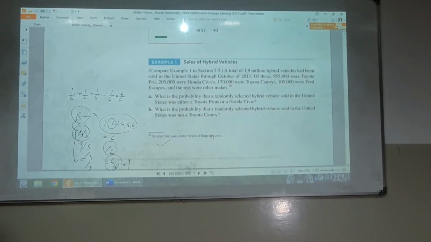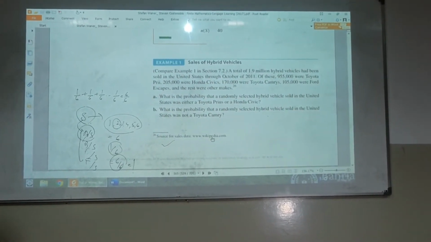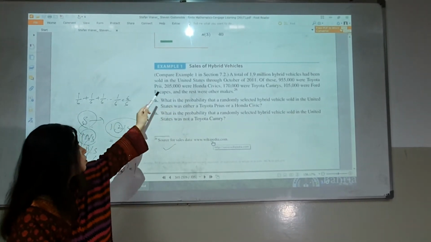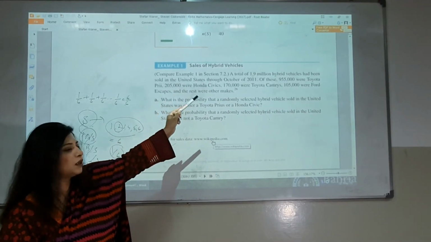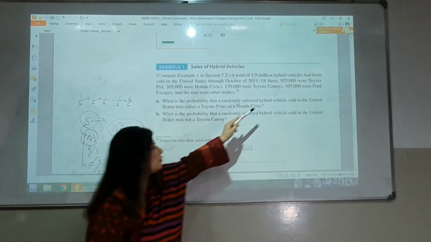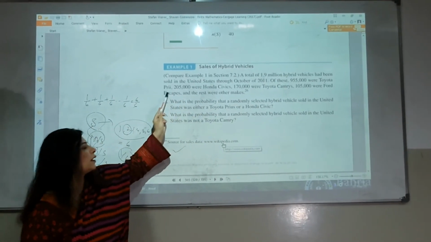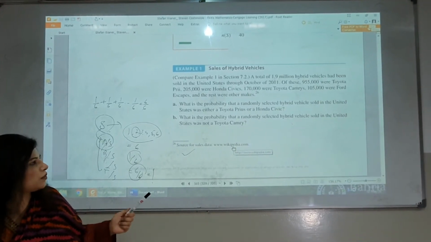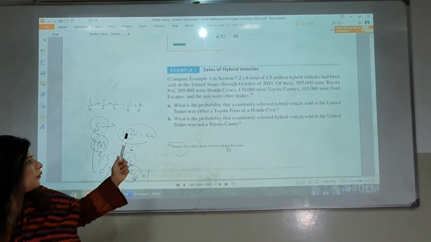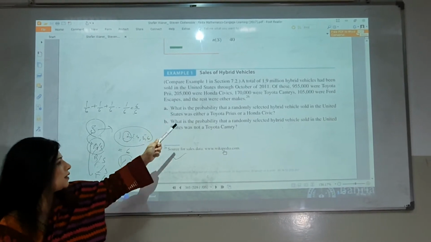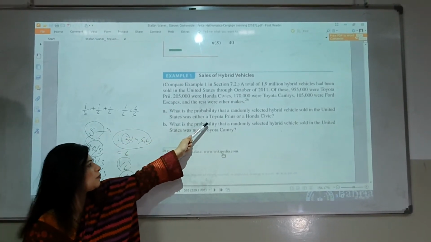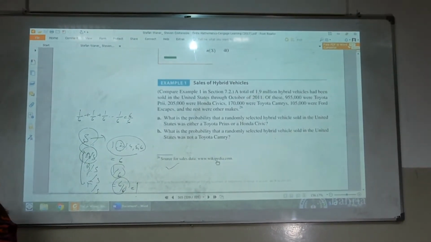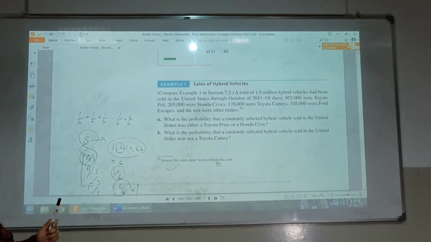Okay, this one is a bit important because we have 1.9 million hybrid vehicles that had been sold in the United States through October of 2011. Of these, 955,000 were Toyota Prius, 205,000 were Honda Civics, 170,000 were Toyota Camrys, 105,000 were Ford Escapes, and the rest were other makes. What is the probability that a randomly selected hybrid vehicle sold was either a Prius or a Honda Civic in this case?